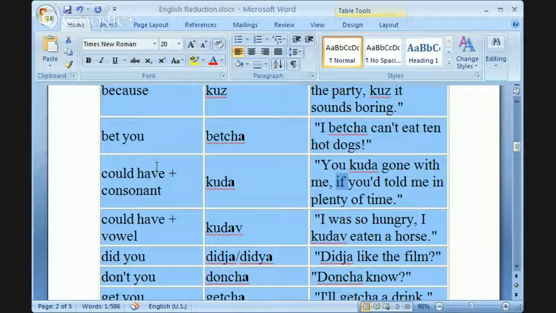Okay, can you use could have? This is a tough assignment, Salvatore, but can you use could have in a sentence?